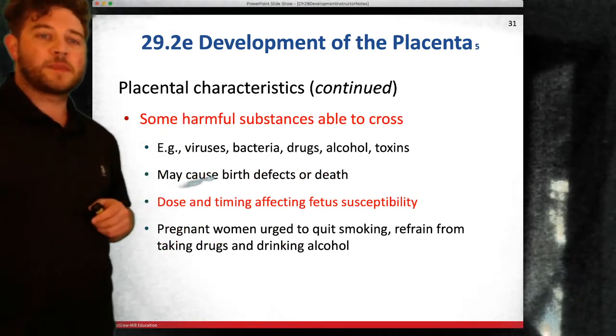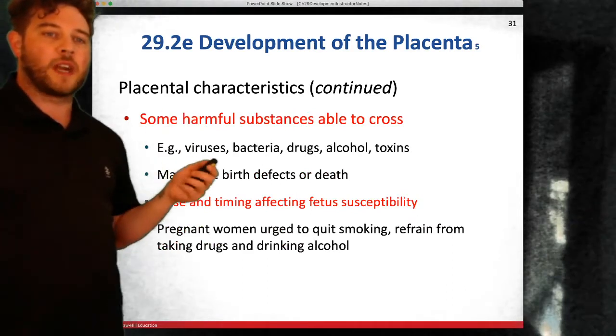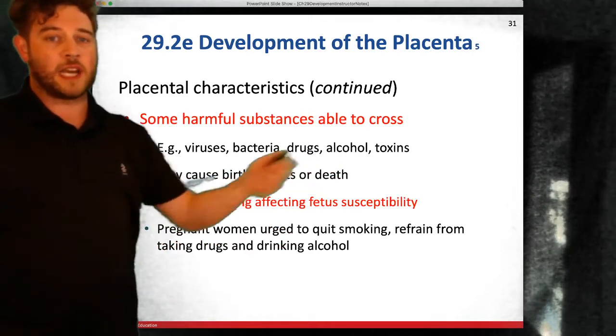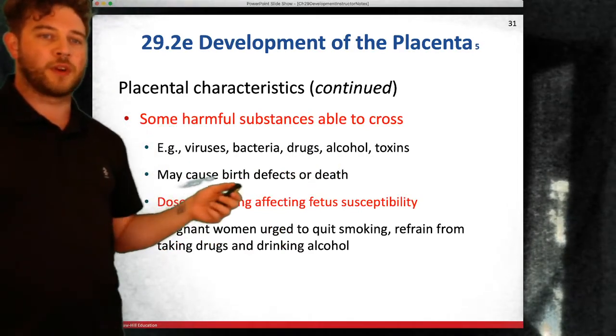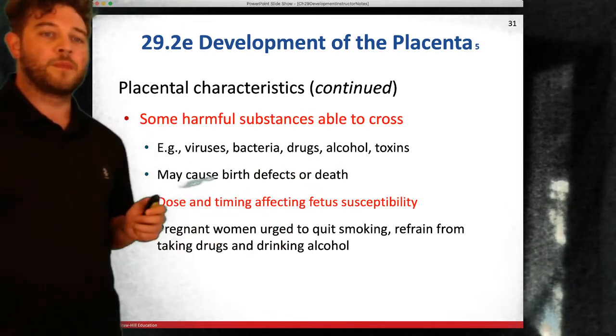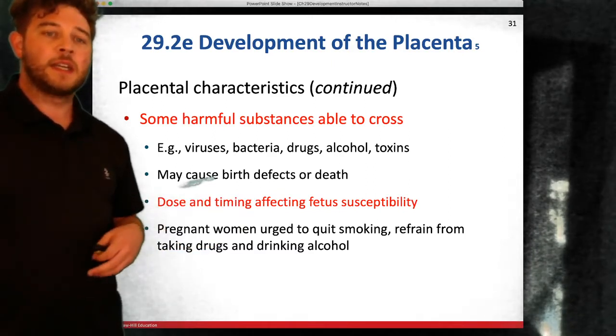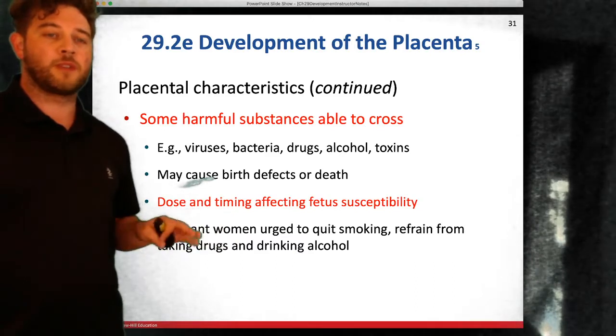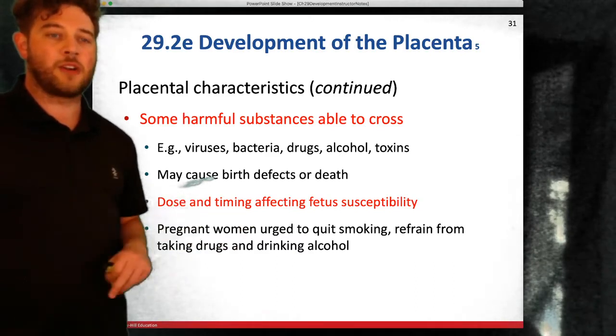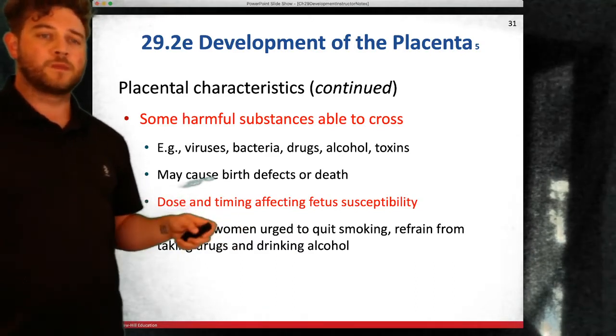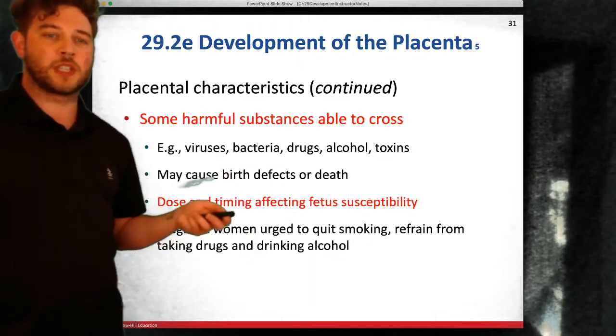Some harmful substances are able to cross the placenta: certain viruses, bacteria, drugs, alcohol, and toxins in particular, that can cause birth defects or death. What's important to note is that dose and timing affect the fetus's susceptibility. Pregnant women are urged to refrain from smoking, taking drugs, and drinking alcohol, definitely. We'll talk about this in a little bit.